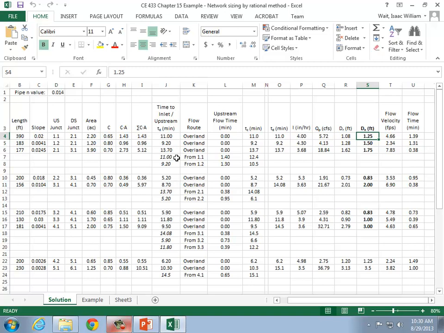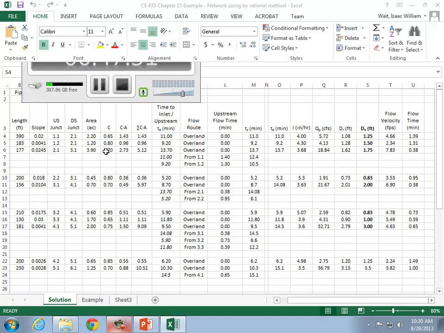All right. So let me just dim the lights a little bit so you can see the screen a little bit better. All right.